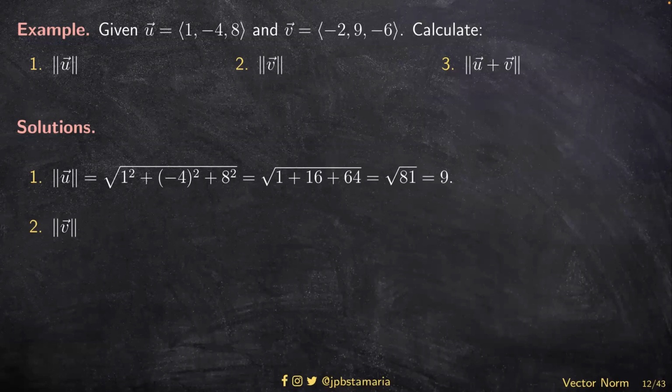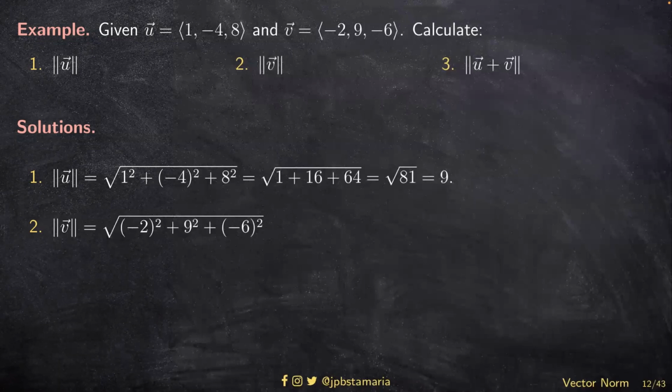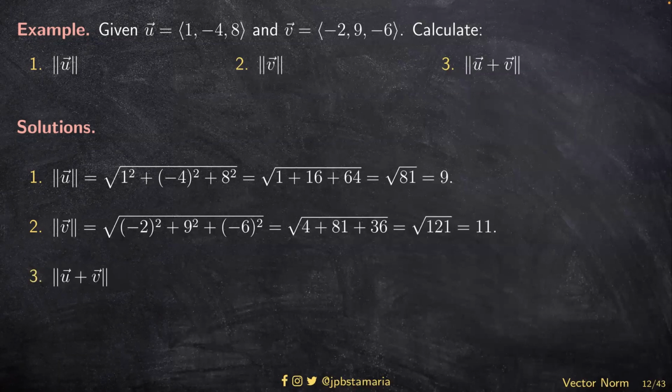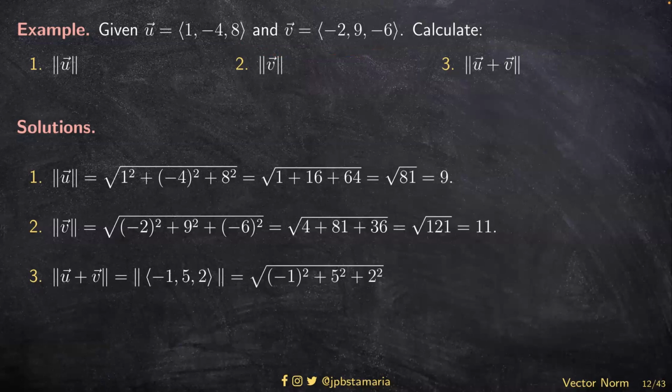Then, what's the norm of V? Square ng 2, negative 2, square ng 9, square ng negative 6. So, you get 4 plus 81 plus 36. That is the square root of 121 or 11. Okay? How about the norm of the sum? Ano sabihin ng norm of the sum? I-add muna natin bago kunin yung norm. Pag in-add mo sila, the resulting sum is negative 1, then a 5, then a 2. So you get this. Then take the norm. You have the following. And as you can observe, the resulting sum is 30, so that's the square root of 30.